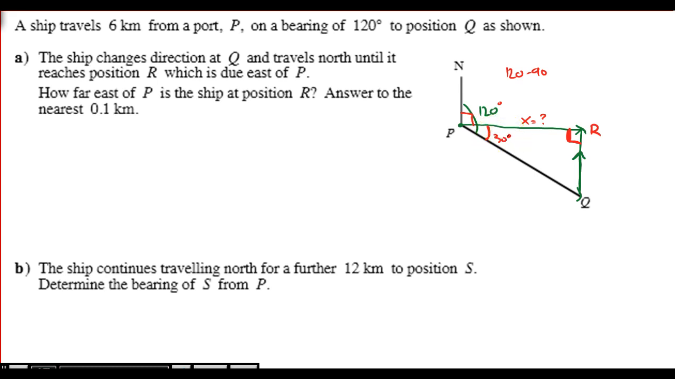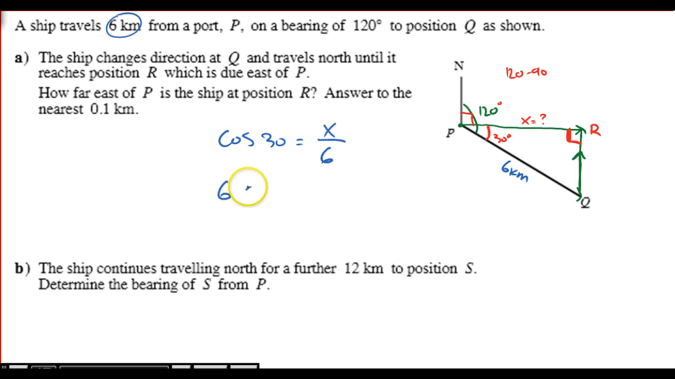Now I'm looking for X here, but I do need to know one of the other sides, and I think that's this piece of information over here. The ship travels 6 kilometers. Well, that distance is 6 kilometers from P to Q. So now I can go ahead and do this problem. I have the hypotenuse, and I'm looking for the adjacent side. So we'll use the cosine ratio. Cosine 30 is going to be adjacent over hypotenuse in this case.